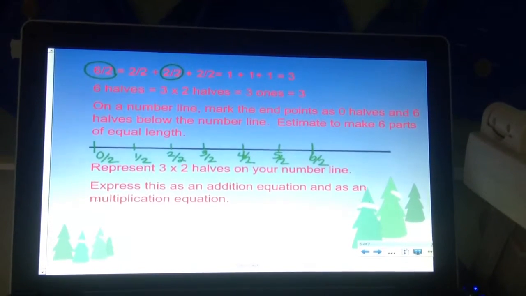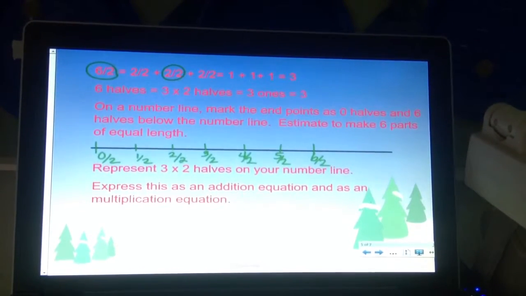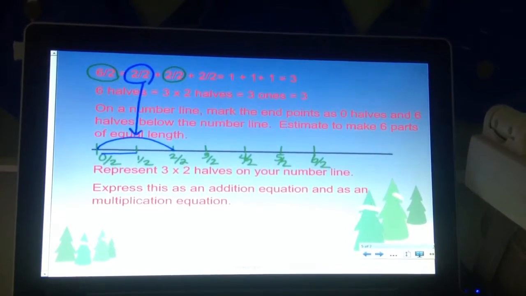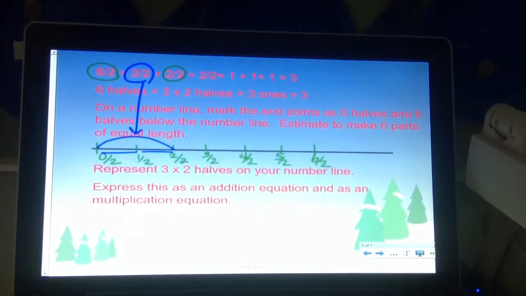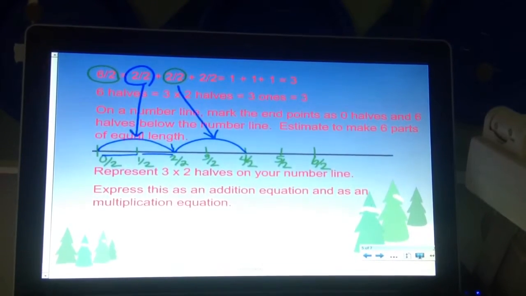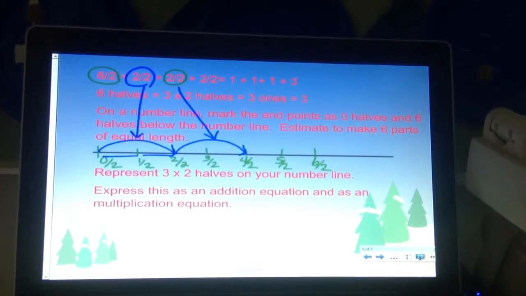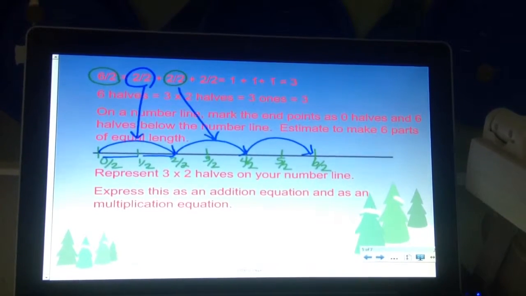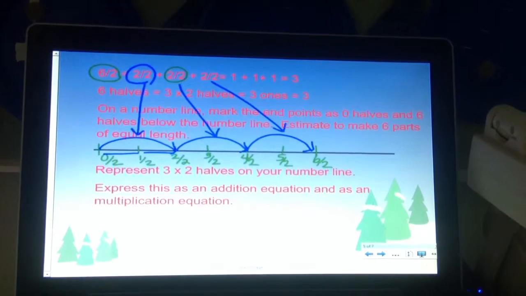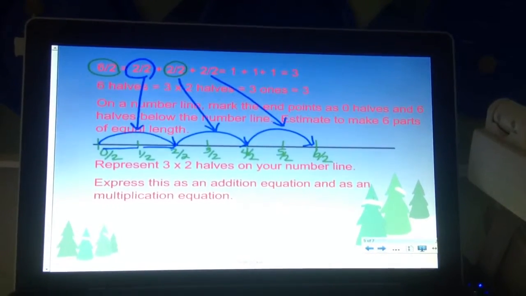Okay, so if I want to add those together, there's 2 halves, there's my 2 halves, see it? 1 half plus another half is going to give me a whole. So there's 2 halves plus another 2 halves plus another 2 halves. And you can see that equals 6 halves. Okay, we represented it on the number line.